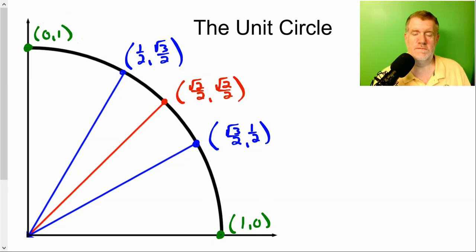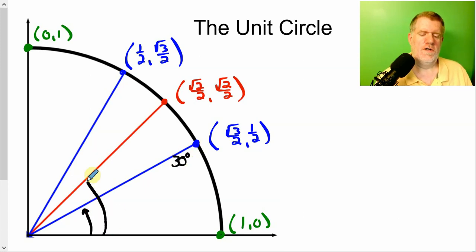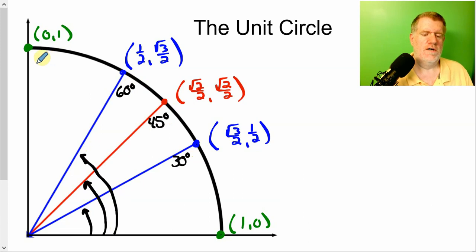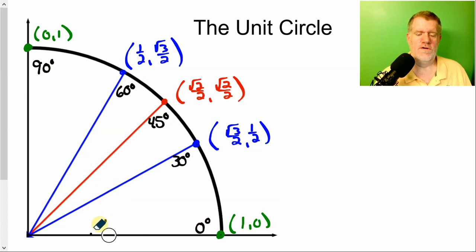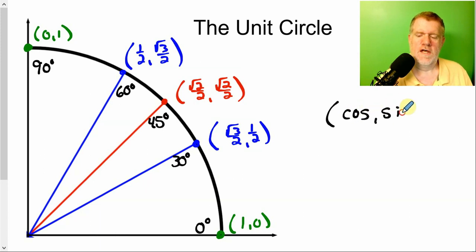Now degrees. You know the degrees from here to here was 30 degrees. From here to here was 45 degrees. From here to here was 60 degrees. And straight up is 90 degrees. And if you don't go anywhere at all, it's 0 degrees. So right here you have a little chart, because remember, the cosine is the x value, the sine is the y value.